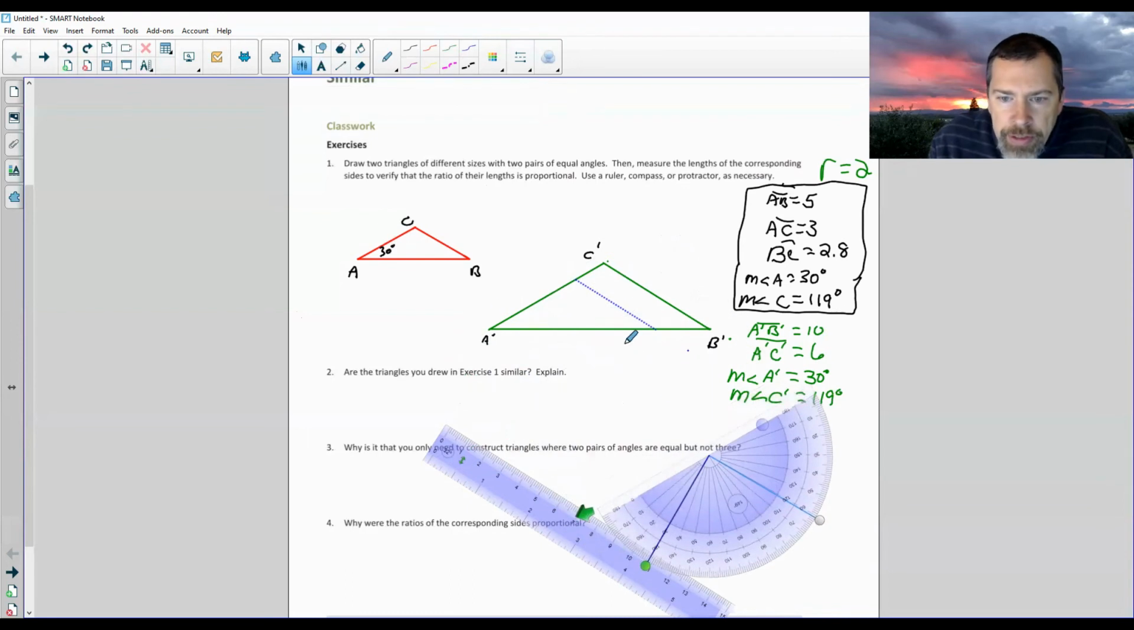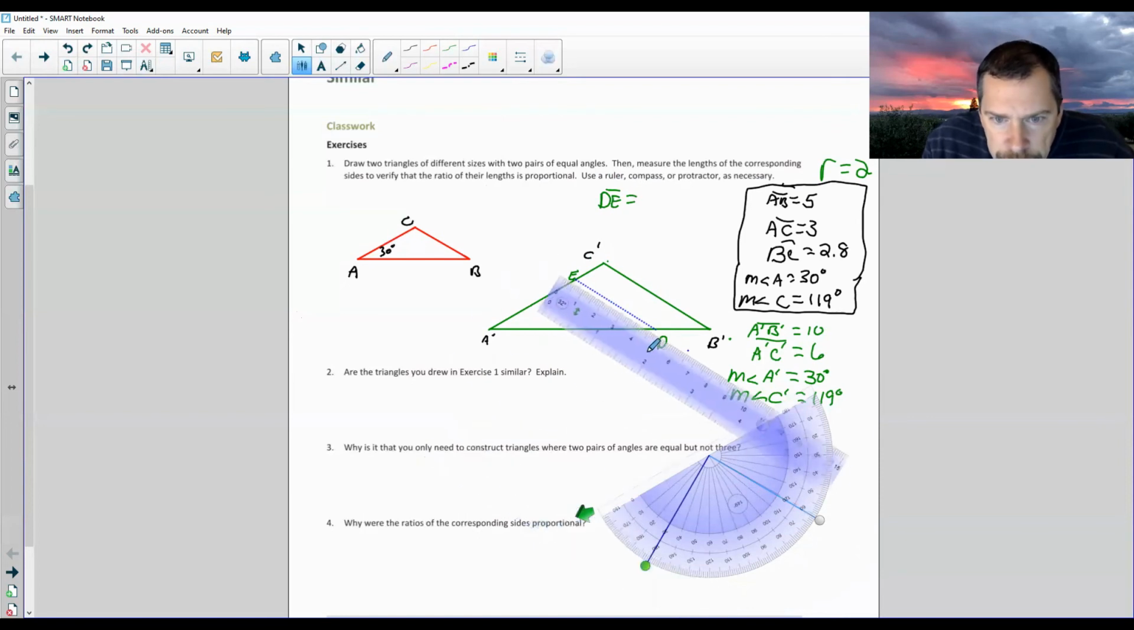let's call this D and this E. So the measure of DE equals, and when I measure it with my ruler, I get 4.3. So that is 4.3.